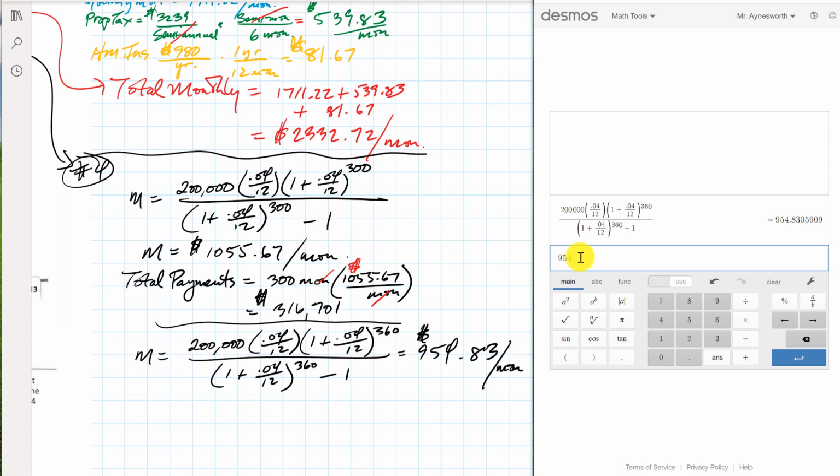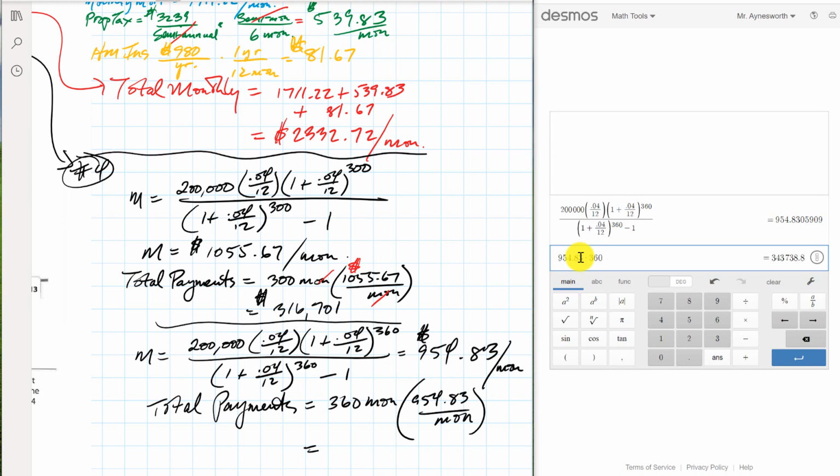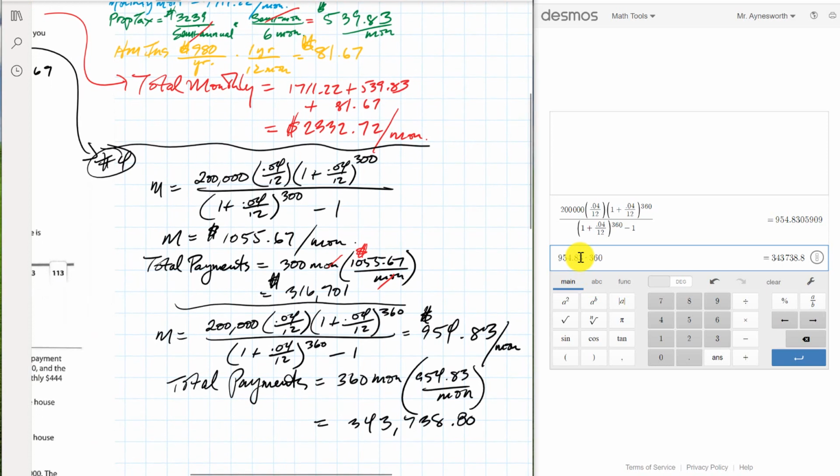Oh, here we go. Okay, so 954.83. Now things are working. I got to do this for 360 months, so times 360. There we go. And look at that. Over 343,000 total. So the total payments: 360 months times $954.83 per month. We're going to pay over $343,738.80. That is a big number, my friends.